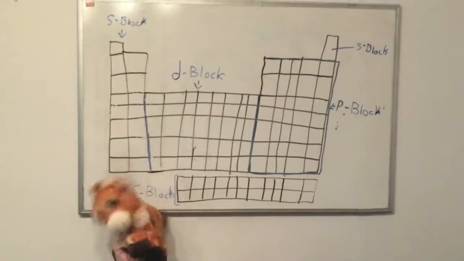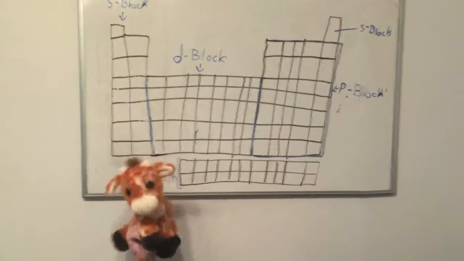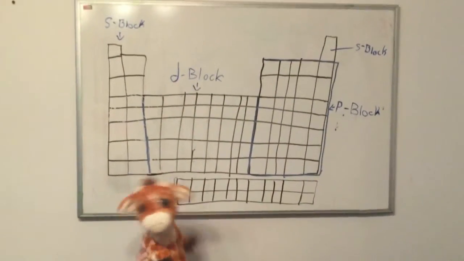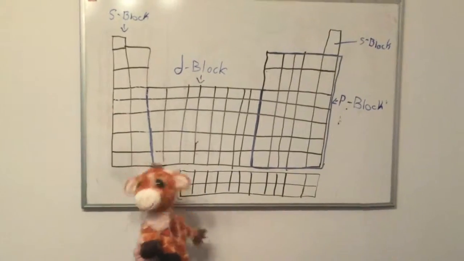Hey guys, so now we're going to be talking about the trends in the periodic table. The first trend is the atomic radius, which is the distance between an atom.